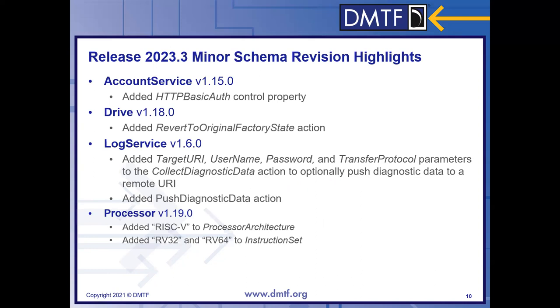All right, if we go to the next slide. Going into the other types of minor updates, there's a handful of things that we'd like to at least point out to users. First is in the account service, which correlates with one of the additional changes in the Redfish specification. There is a new HTTP basic auth control property. This allows you to configure whether or not HTTP basic authorization is enabled, or if you want it to be actively advertised. One of the things with basic auth is that when you don't provide valid credentials, you're supposed to advertise the basic auth capability with the WWW-Authenticate header.